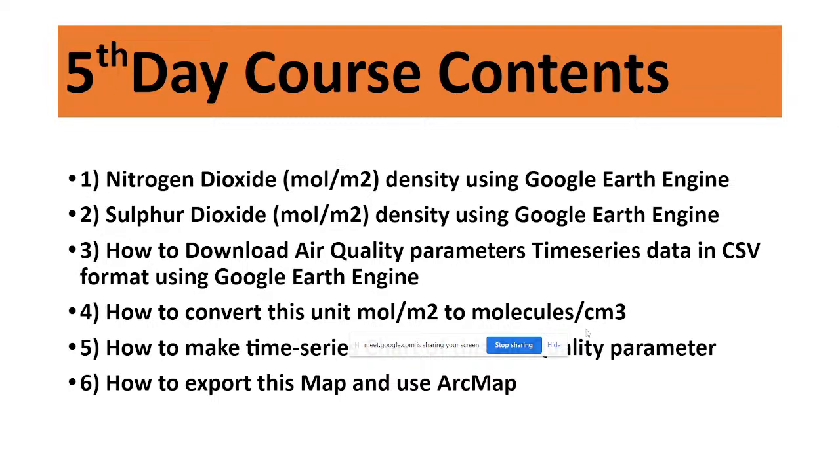We also discuss how we can easily download the air quality parameters time series data in CSV file format using the Google Earth Engine platform. Then how to convert the unit from mole per meter square to molecules per centimeter cube, how to make the time series chart of these air quality parameters, and finally how we can export this map and use it in ArcMap software. We also discuss how to calculate the total emission for any specific gas for a specific time period, how much gas is emitted in a particular time period.